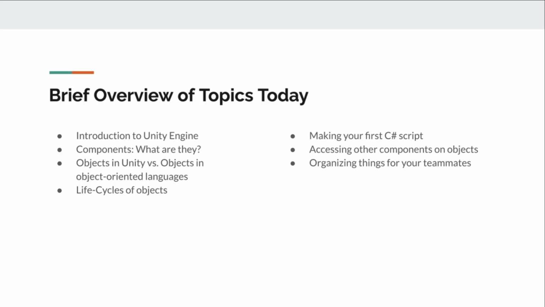All right. So, brief overview of today's topics. Quick introduction to the Unity Engine. Components: what are they? Objects in Unity versus objects in object-oriented languages. Life cycle of objects in Unity. Making your first C# script. Using C# to access components on other objects or on the same object. And then the last thing that I'll cover is just really quick tips for organizing things for your teammates.